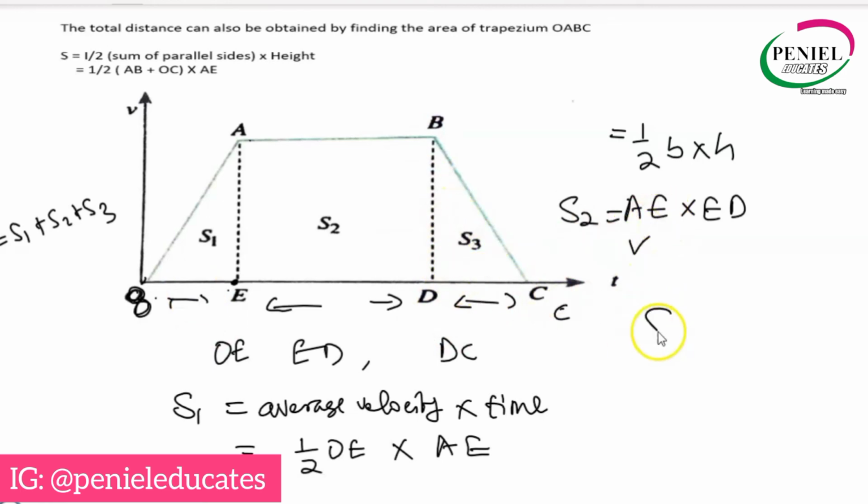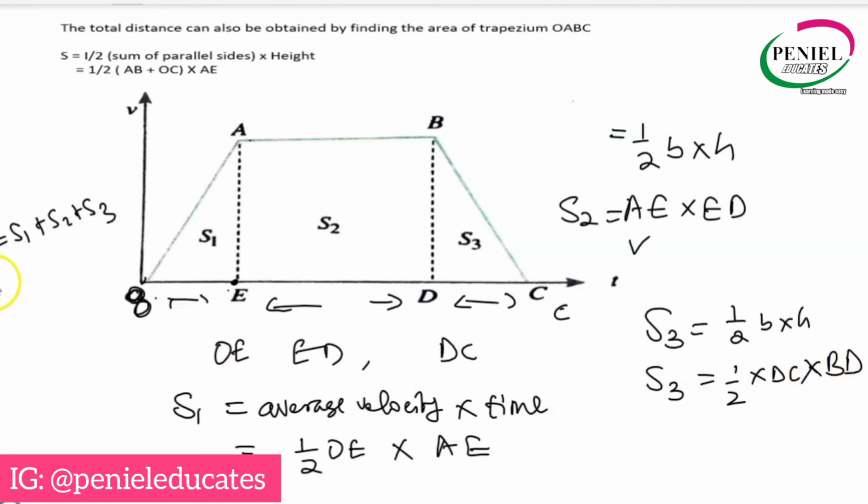What about S3? This S3 is also the area of a triangle. You know that a triangle has half base times height. What is our base this time? We have DC, so half times DC multiplied by the height, which is BD. That is how to calculate S3. So the total distance over the time interval between O and C is S1 plus S2 plus S3.